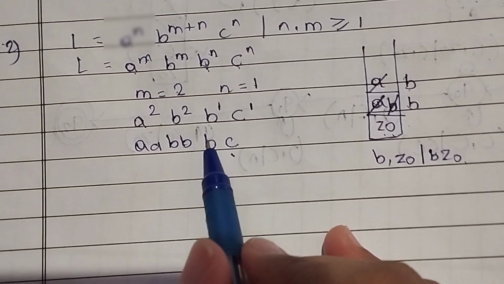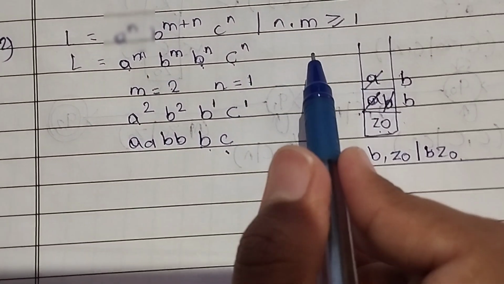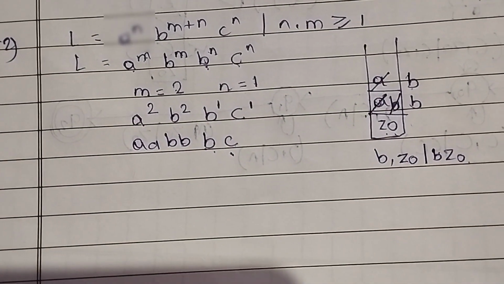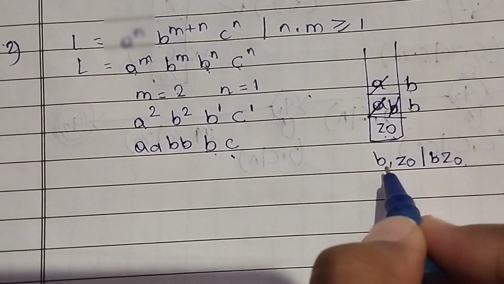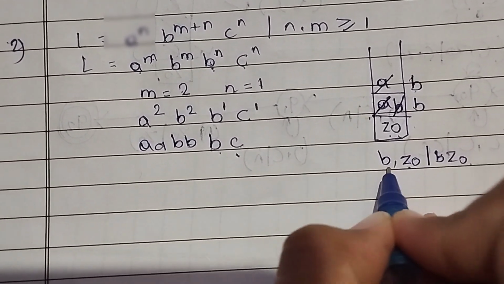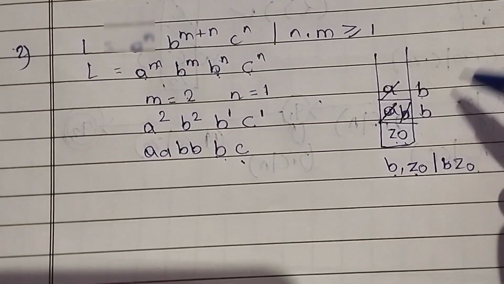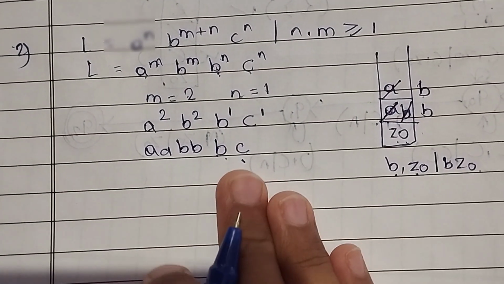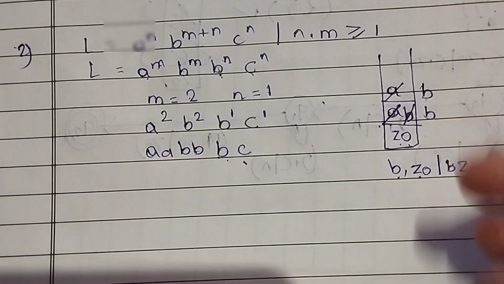If here n is equal to 2 or 3, then also we perform the same logic. First, if we see initially Z0 present and B read, then push all the B's, and for the same count, if we read C, then pop the B's. So this is the logic.